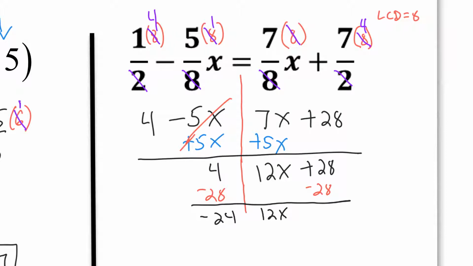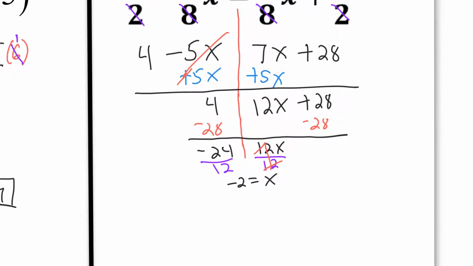So I am going to divide by 12, and when you divide by 12, we get negative 2 on the left side equals, and this one turns into 1, we don't need it, x. Or you can say x equals negative 2.